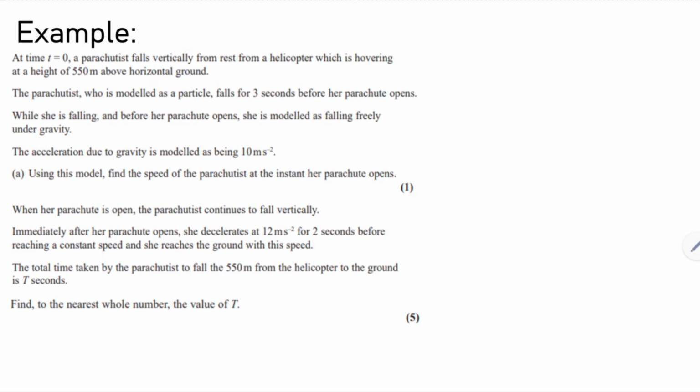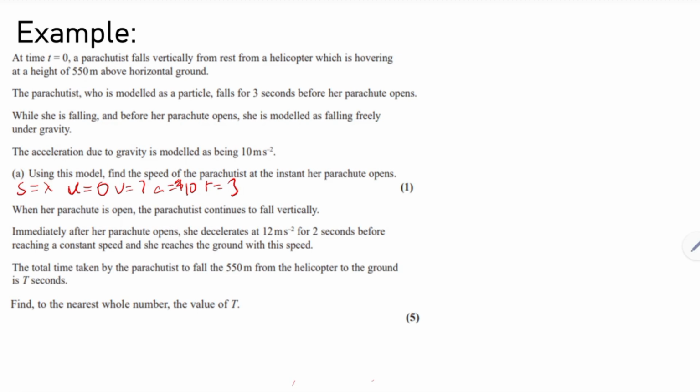So first we need to write SUVAT. So S equals, U equals, V equals, A equals, and T equals. S, we don't need that. U equals 0, as the initial velocity is 0 as she just jumped from the plane. V equals, we're trying to find that. A equals 10 and the time equals 3.